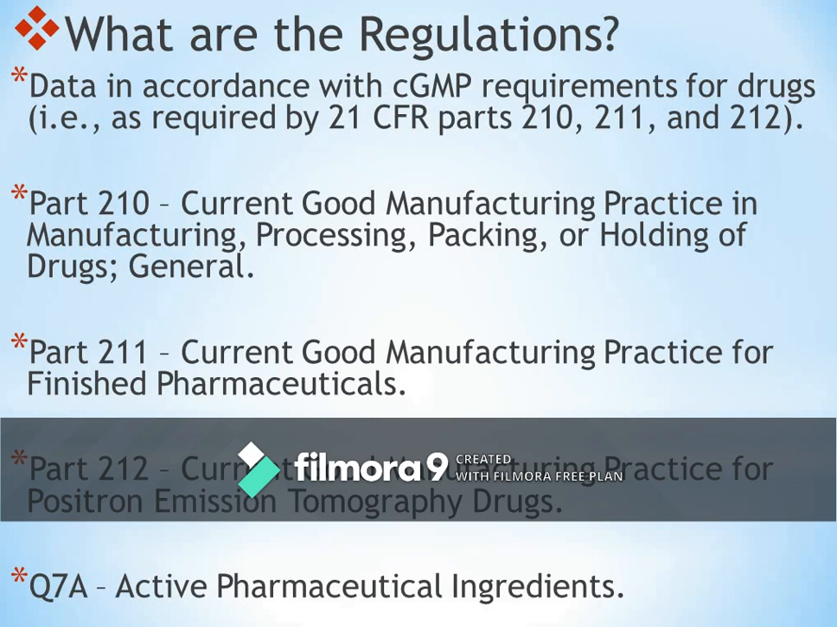Now, the most important thing: what the regulation says about documenting and the data integrity issues about data in accordance with the cGMP requirements for drugs, that is, as required by 21 CFR parts 210, 211 and 212. Now, we will understand serial-wise about different regulatory aspects. Part 211, that is the current good manufacturing practice in manufacturing, processing, packing, holding of drugs in general.